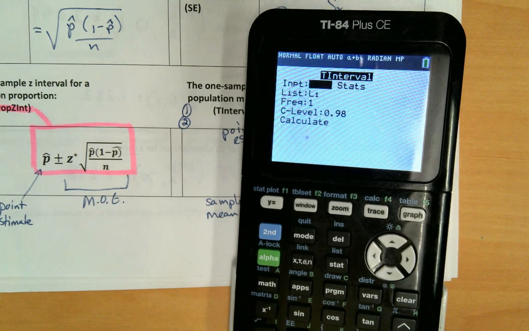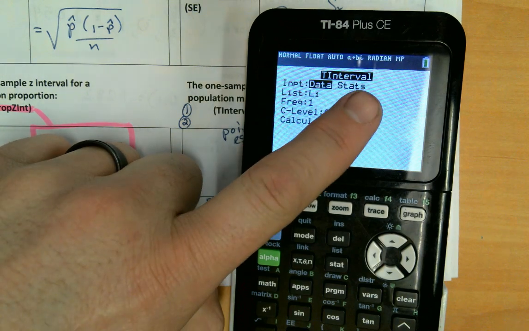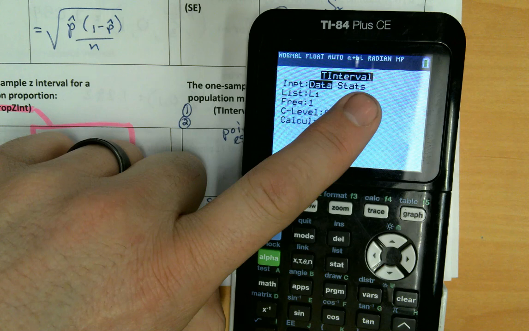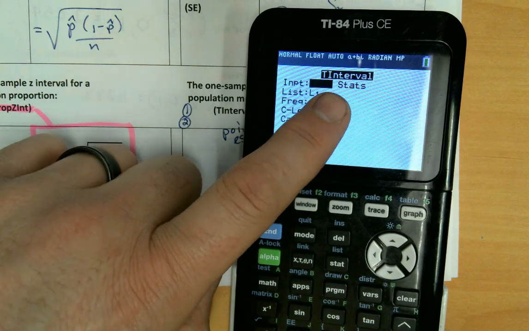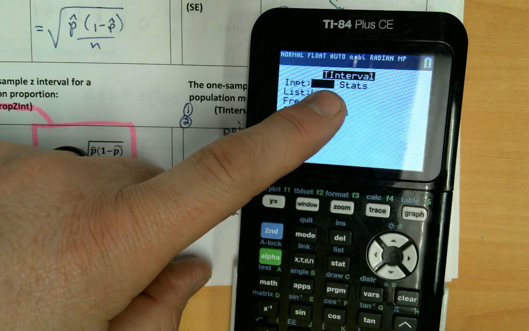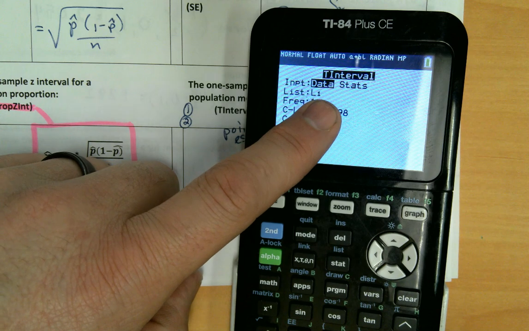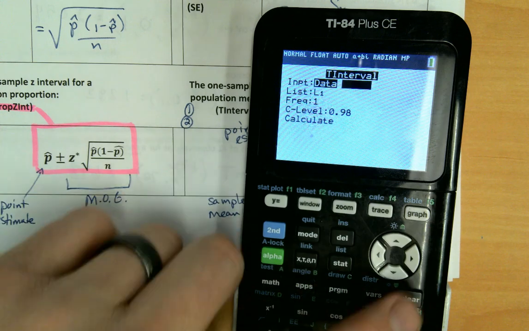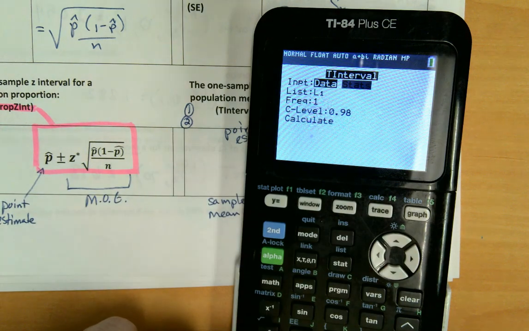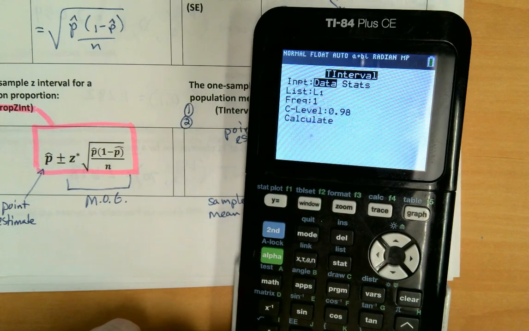I hope you can read and understand the difference between data and statistics. What is the difference between data and statistics? Well, data is a collection of numbers. That's why it asks you which list your data is stored in. You should know that. What are statistics? If you go over to statistics and hit enter, statistics are things like the mean and the standard deviation and all those kinds of things.